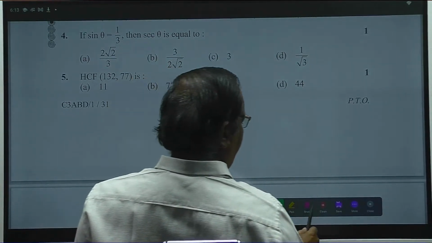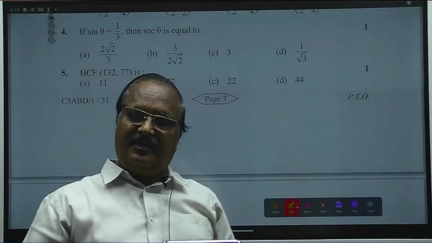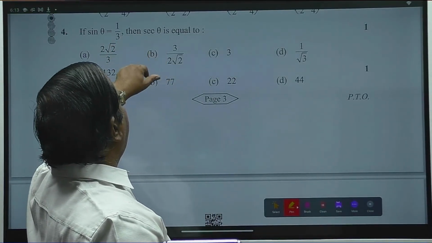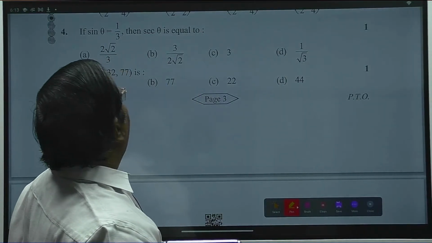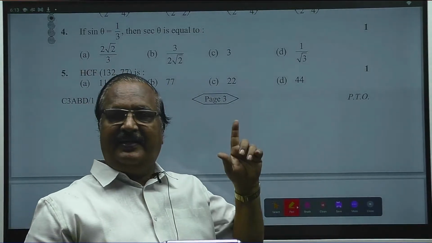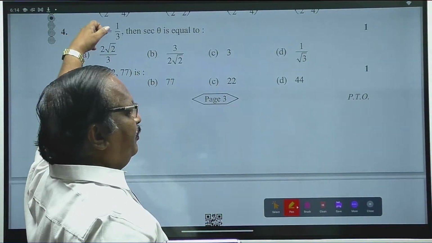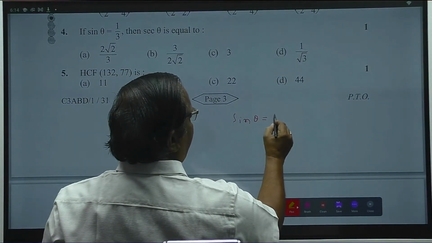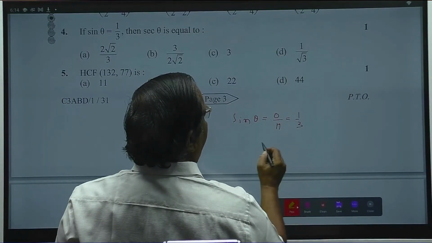Fourth question. Fourth question is sin theta, that means trigonometry. So sin theta is equal to 1 upon 1 by 3, find the secant theta. So for secant theta we need the adjacent side, but we have only the opposite. So I can give it like this. There are so many ways. Opposite by hypotenuse is equal to 1 by 3.